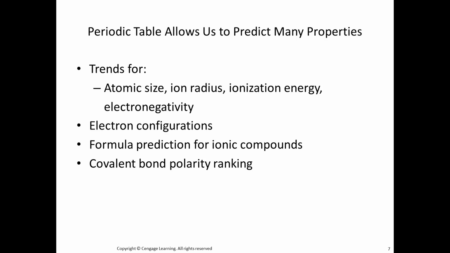So we've seen that the periodic table allows us to predict many properties. We've seen that we can look at trends for atomic size, ion radius, ionization energy, and electronegativity. We can come up with electron configurations. We can use the periodic table to predict formula for ionic compounds. And we can use the periodic table to rank covalent bond polarity.